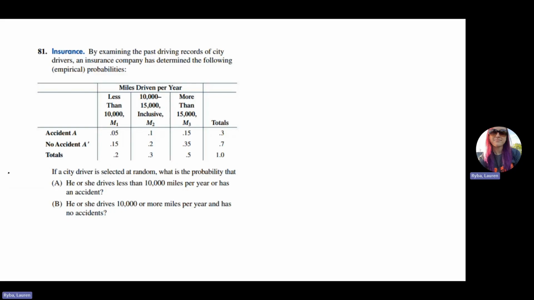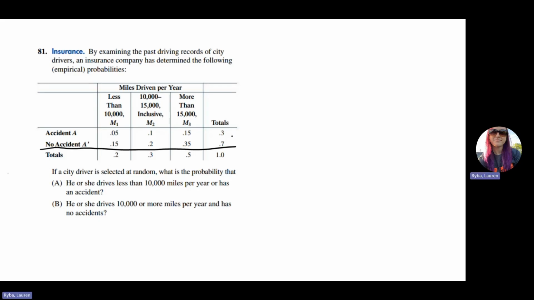We have another two-way table here talking about how many miles the person drives and if they have or have not had an accident. So this is from an insurance company. By examining the driving records of city drivers, an insurance company has determined the following probabilities. So what's here is already probabilities. And if you look, this one gives me the totals. Generally, when I have the totals, I default to the formula because to me, that's faster.